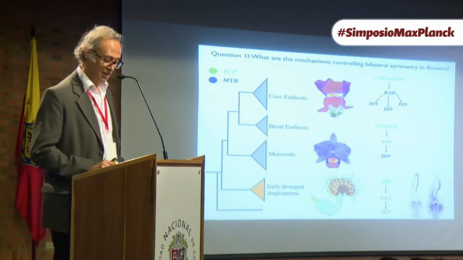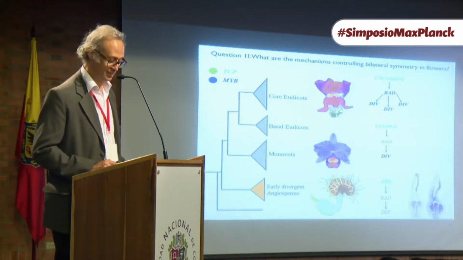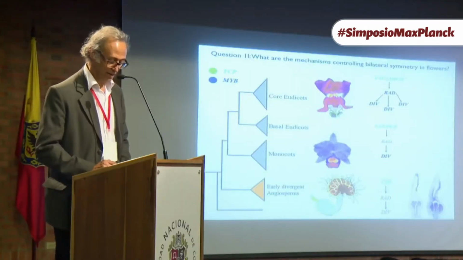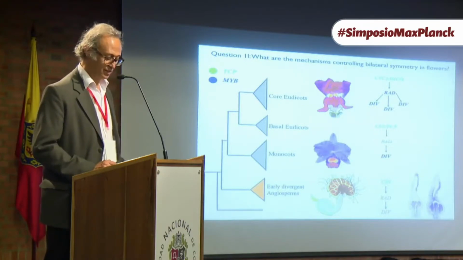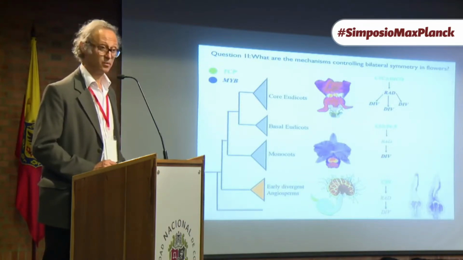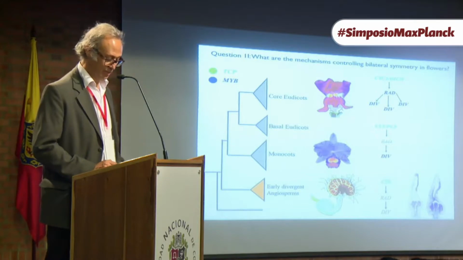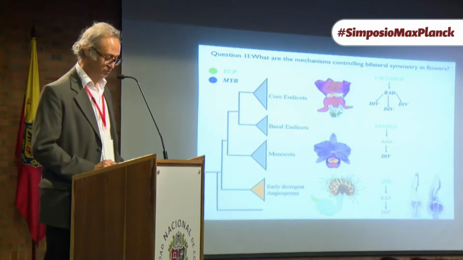We, in fact, have been able to find that genes known as CINCINNATA genes, which are also from the TCP family but are not the canonical CYCLOIDEA genes from the model species, are responsible for such bilateral symmetry in Aristolochia flowers. And again, this is a function that has not been reported before.